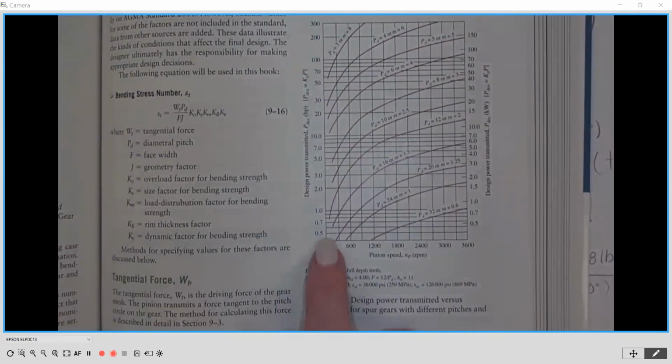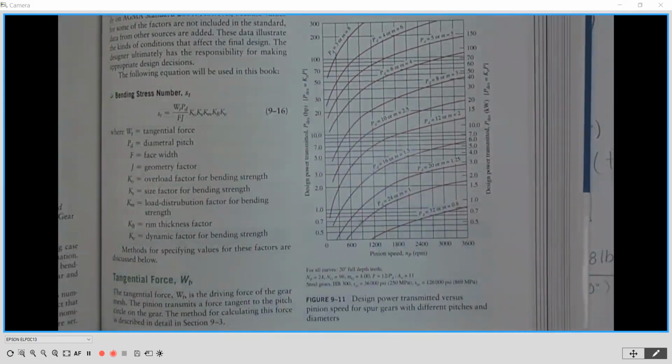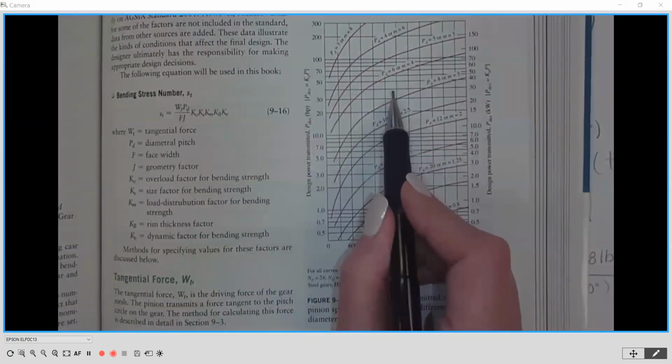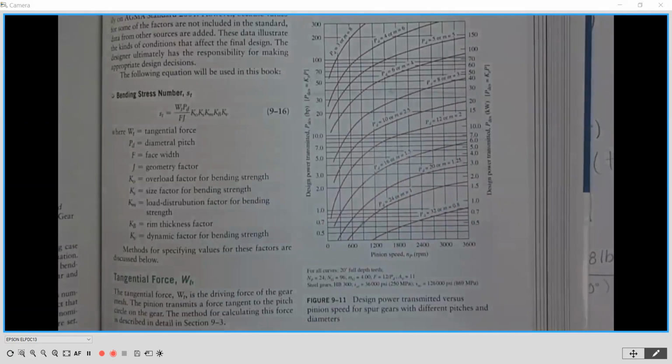Okay, so we're going to go up, up, up, up. We're going to find 30. Here's 40. So just below 40, right? Right about here-ish on this line right here is where our horsepower lies. Agreed? Okay. Now, again, this is kind of an estimate, and don't worry, it's not going to have to be exact.